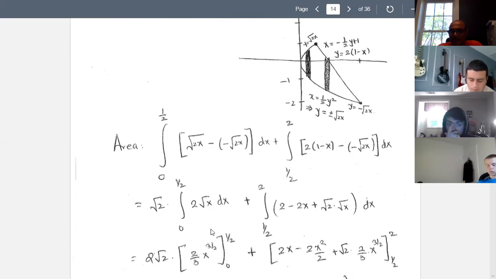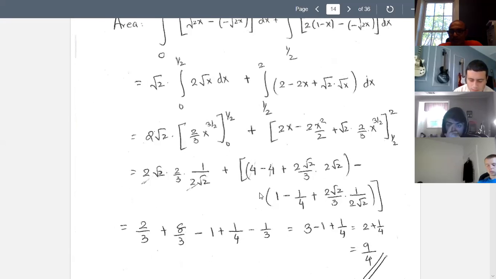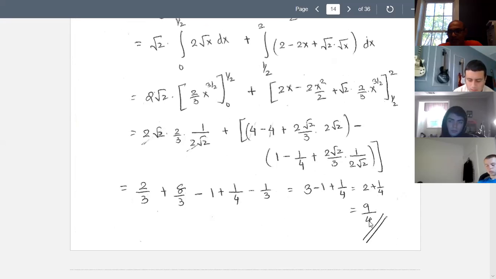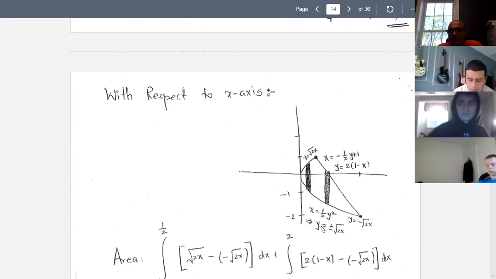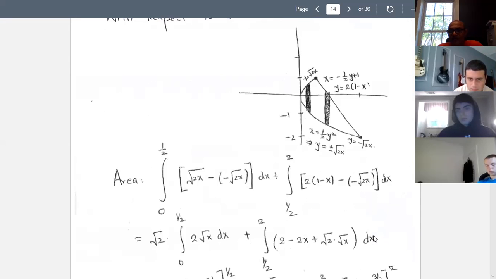Open the bracket, term by term integration, pull your constants out, algebra skill, second fundamental theorem of calculus. Your answer is 9 by 4. So look at over here, guys. Both the ways you are getting the same answer, 9 by 4 and 9 by 4.